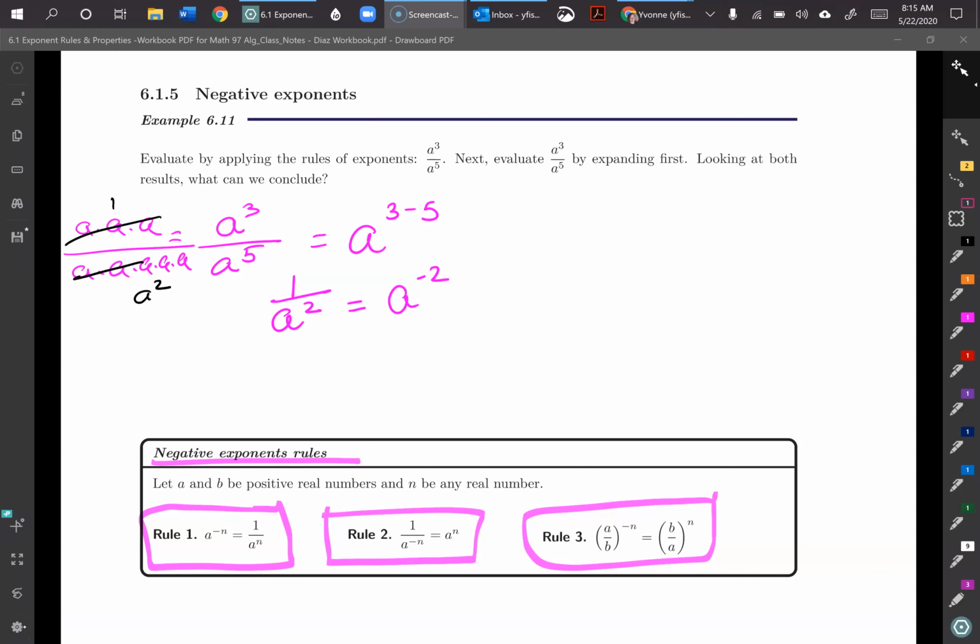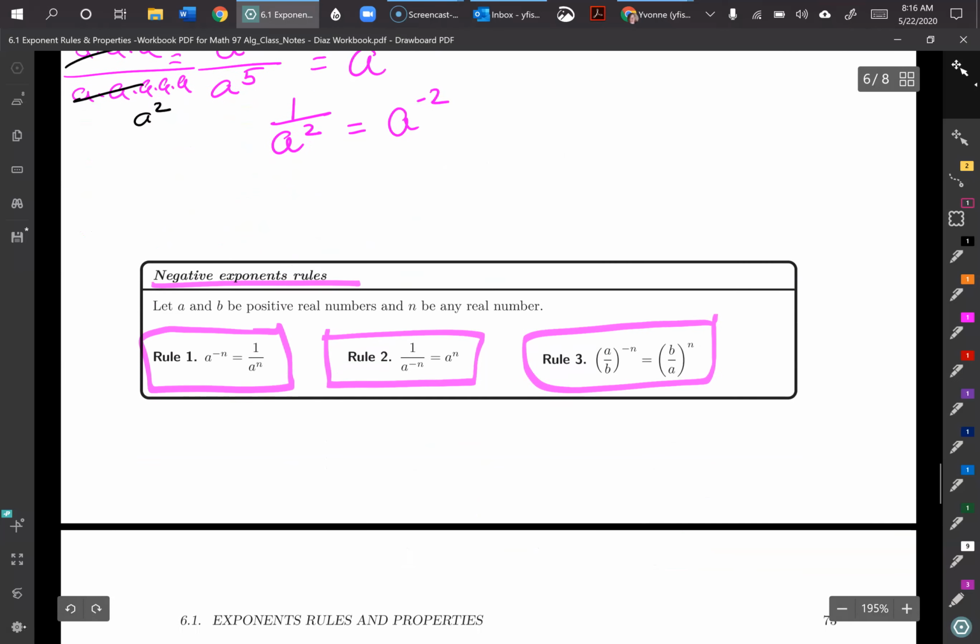Okay, now we're going to look at the negative exponents in chapter 6, section 6.1. We already went over this briefly in the last video. So we have applying the rules. Again, you need to subtract the exponents when you have a quotient. So if we have a higher number in the denominator, then we're going to end up with a negative exponent. That gives us this rule here.